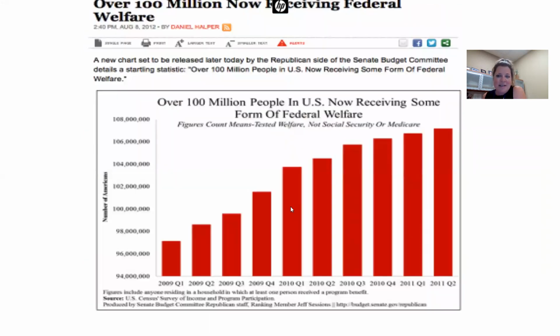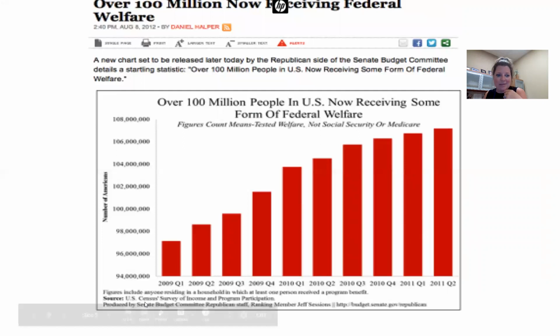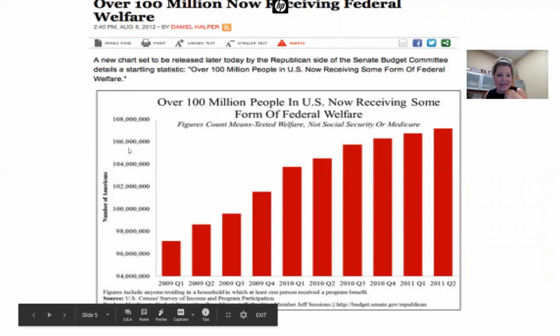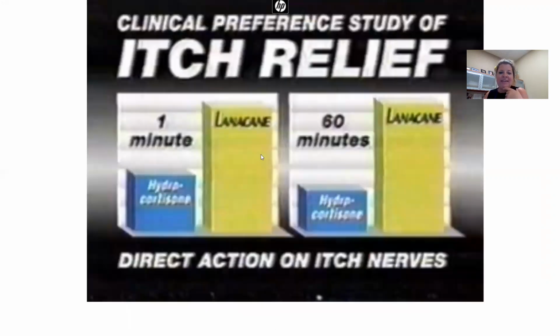It's not. Here's one that is increase in federal welfare. First of all, the population increased, so they don't even include that. But if you look, you don't start at 0. Remember, that's what we look for. It makes it look more spread out: we start at 94 million and we end at 106 million. Yeah, millions more people, but it's a little bit misleading. The itch relief one, that's 1 minute versus 60 minutes. All right. And then this one, I just didn't like it. It was weird and it wasn't very informative.